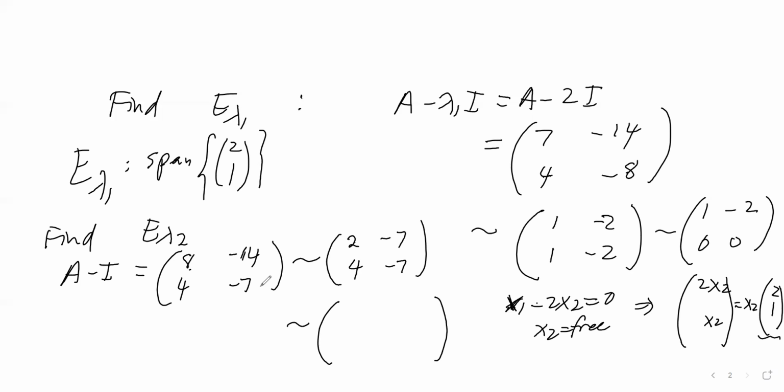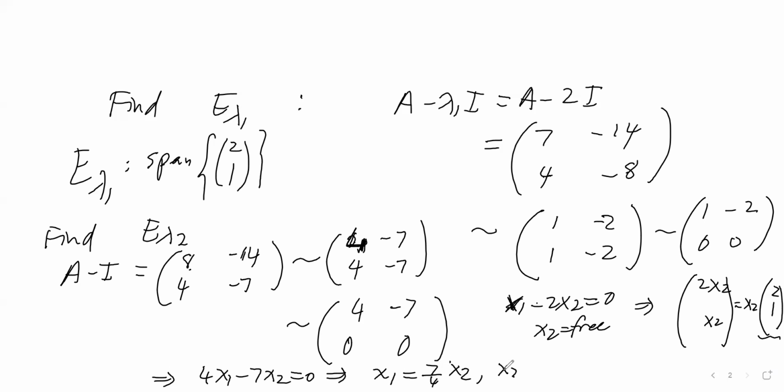Okay, so if I take the first one, oh, this is 4, sorry, this is 4 when I divide. Now the first and the second row are the same, so this will be completely 0. This is 4, negative 7. When you rewrite this, it is going to be 4x1 minus 7x2 equal to 0. And x1 equals 7 over 4 x2, and x2 is free.